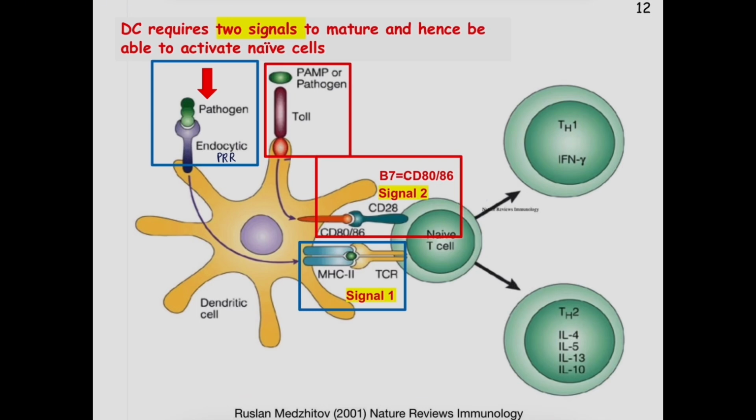The second signal is due to our toll-like receptor and PAMP, which is the pathogen-associated molecular pattern, or the pathogen binding to the toll-like receptor. This binding is going to stimulate the upregulation of B7, which is also known as CD80/86, and this is going to bind to CD28 on the surface of the T cell. Now, the presence of both of these signals together is going to stimulate the differentiation and proliferation of the T cell. And as we can see here, it's differentiating to either a T helper 1 or a T helper 2 cell.